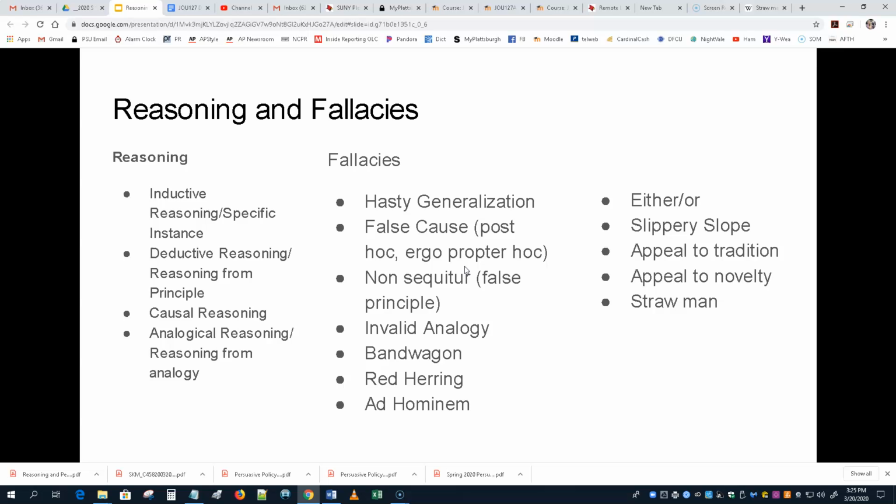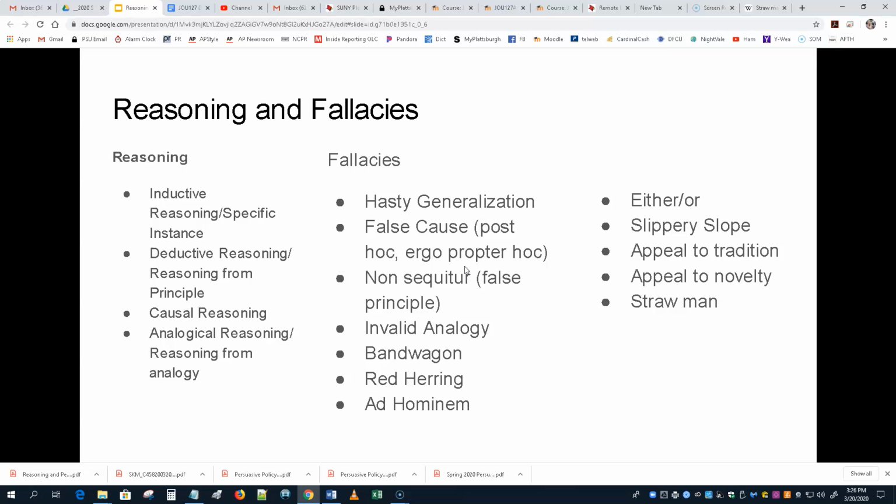Then there's a false cause, and actually I have these out of order a little bit. Let's look next at non sequitur. That's not in your textbook, non sequitur, because that applies directly to the deductive reasoning, which is a false principle.